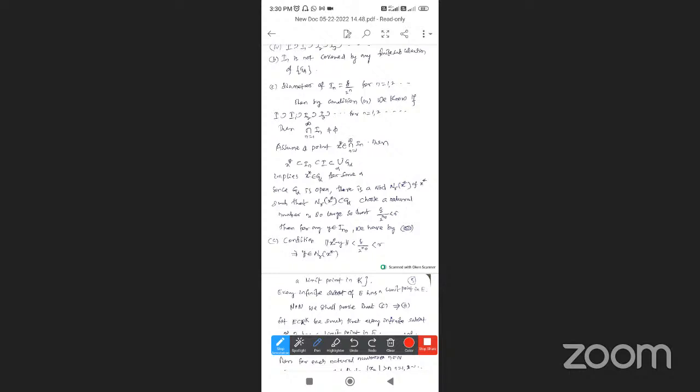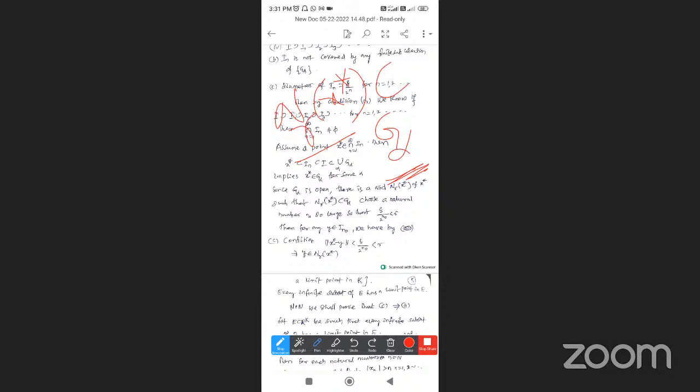Since G alpha is open, there is a neighborhood N of x star, by the neighborhood definition: a set is said to be open if it contains a neighborhood. G alpha is an open cover, so this is an open set. The definition is that the set containing a neighborhood of x star is contained in G alpha. G alpha is an open set, and the open set definition is containing a neighborhood.